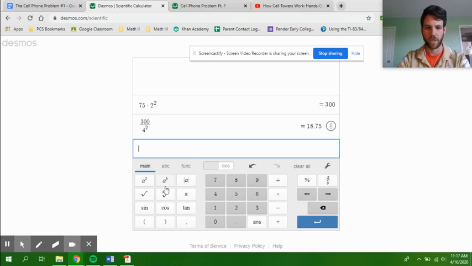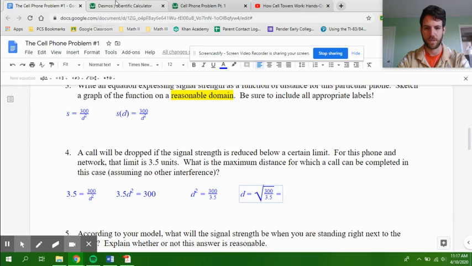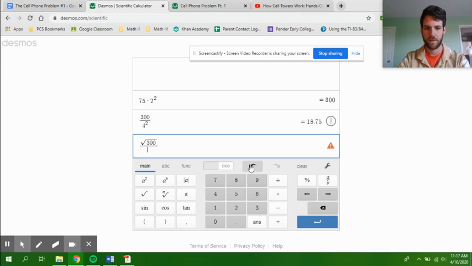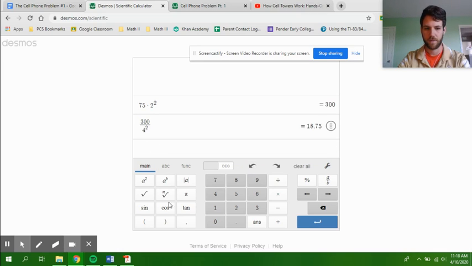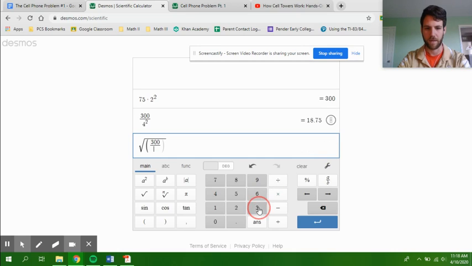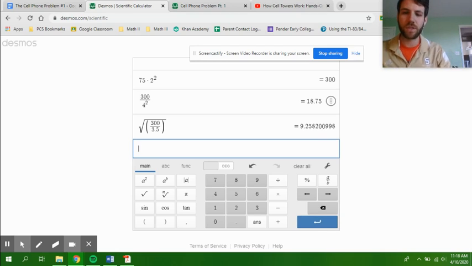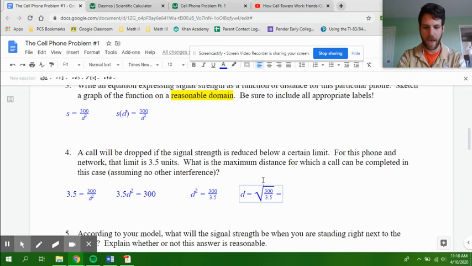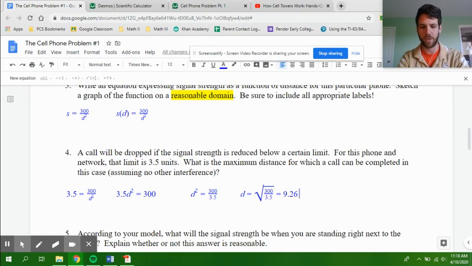So we're going to do the square root of 300 divided by 3.5. And the answer is 9.26 rounded. And that is equal to how many kilometers that it would be the maximum distance, 9.26 kilometers for distance.